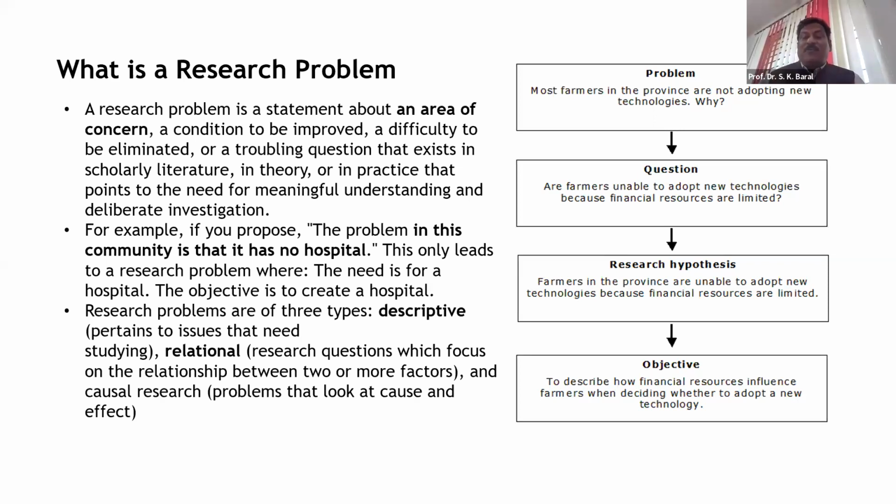This assumption can be converted into a hypothesis. A hypothesis is a tentative assumption. The farmers in the province are unable to adapt to new technology because financial resources are limited. Then the objective: when the problem is located properly, it will be easier for you to describe the objective. The objective of your paper is to describe how financial resources influence farmers when deciding whether to adopt a new technology.